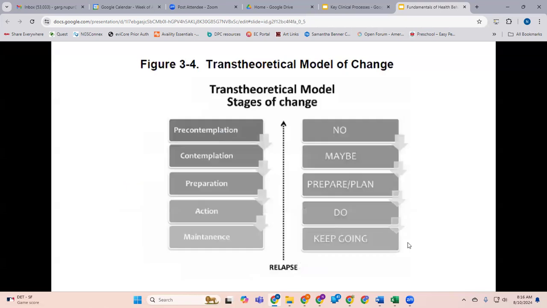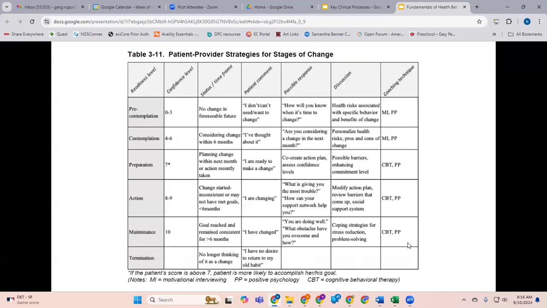So if you see that one, then think of the TTM. Really, the TTM is one of the ones that I would just memorize forwards, backwards, everything about it. So again, pre-contemplation and contemplation, we'll get to these questions in a minute. But the patient comments are: I don't, or I can't, or I don't need to, or want to change, or I can't change. And the possible response to that, which you do have to know for the exam, is: how will you know when it's time to change?